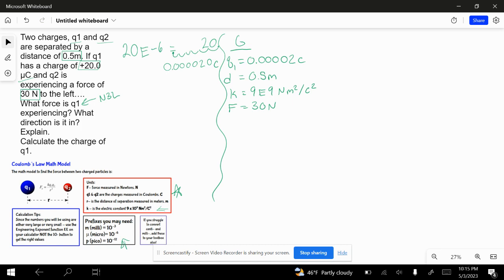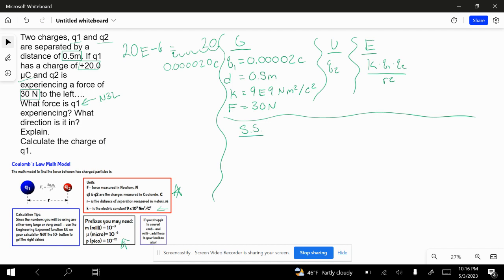All right. So let's go from here. Next part is our equation. Oh, unknowns. Our unknown is Q2. That's it. Equations is just our Coulomb's law equation: K times Q1 times Q2 over R squared. And then we'll substitute and solve down here.